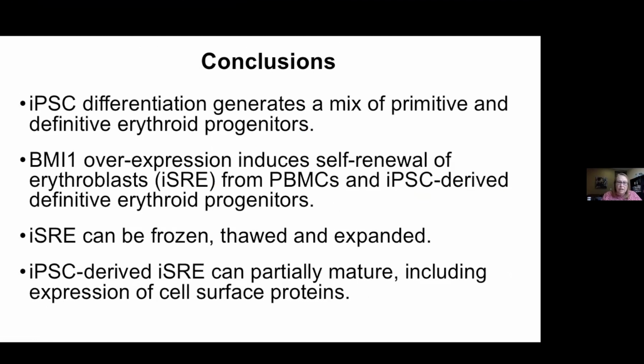So in conclusion, the iPS cell system differentiates and generates a mix of primitive and definitive erythroprogenitors. And if you overexpress BMI1 in either peripheral blood mononuclear cells or these iPS cell-derived definitive erythroprogenitors, you can induce this self-renewal of erythroblasts, or these ISREs. These cells from iPS cells can be frozen, thawed, and expanded, and then will shortly undergo maturation, which includes expression of cell surface proteins. And so we hope that this will be a source for reagent red cells in the future.